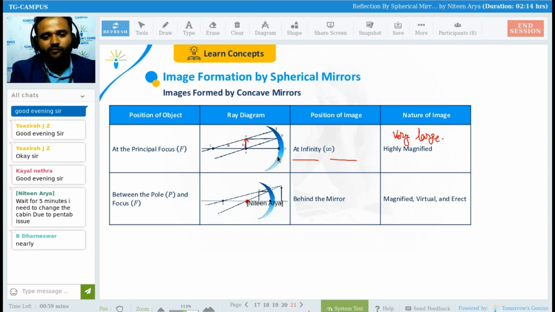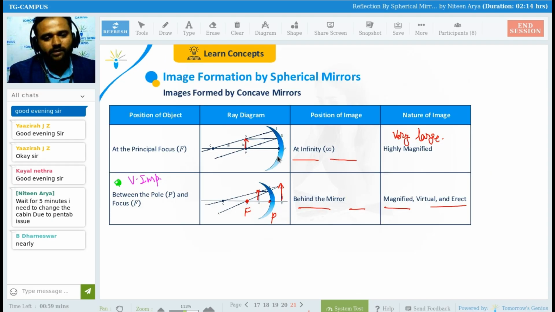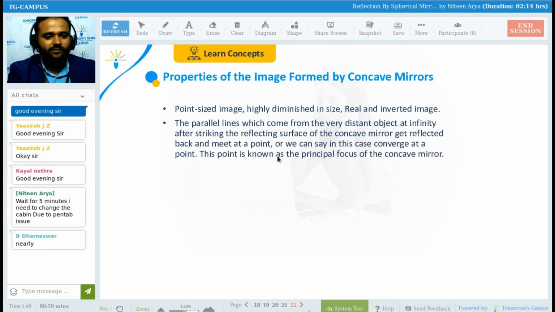Now if we put our object in between the focus and pole of a mirror, as you can see, we get an enlarged image, virtual and erect, behind the mirror. So that is the very, very important case, this one. Other cases are also important, but this one is very important. This one is also very important. And this one is the most important. Is this clear, everyone? You already learned this thing in class 10th even.